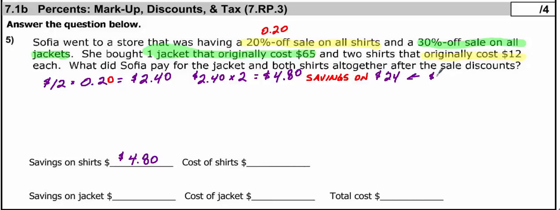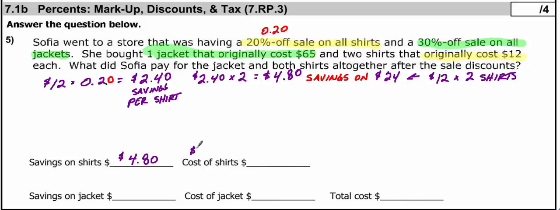That was $12 times the 2. And I said jackets earlier, I'm sorry. That was $12 times 2 shirts. So this is for the shirts. $12 a shirt, 20% off, $2.40. That is the savings per shirt. $2.40 per shirt times 2 shirts, $4.80 savings on $24.